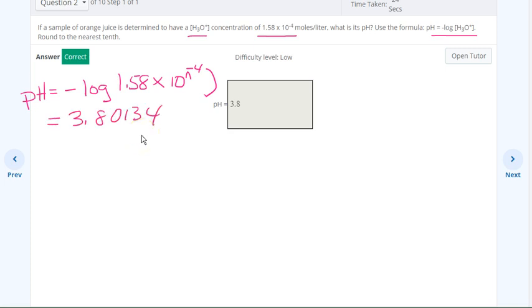And I get 3.80134. It goes on a little bit more, but we need to round to 1 decimal place. So we go to the hundredths. That's a 0. Just going to drop it, and there's my answer. Again, you have to be sure you put that in your calculator correctly. And there is a parenthesis that appears here.